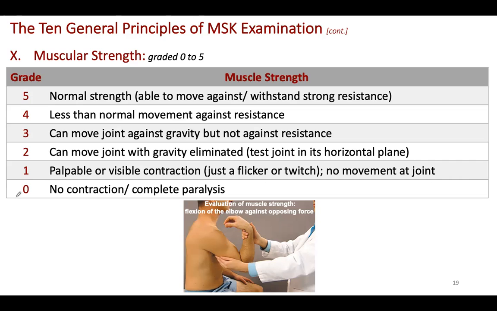0 means no contraction whatsoever, which means complete paralysis. 5 is the normal. What is 5? The patient is able to withstand strong resistance offered by the examiner. And in between, we have different grades. So these are the 10 general principles we should consider when we examine any joint.